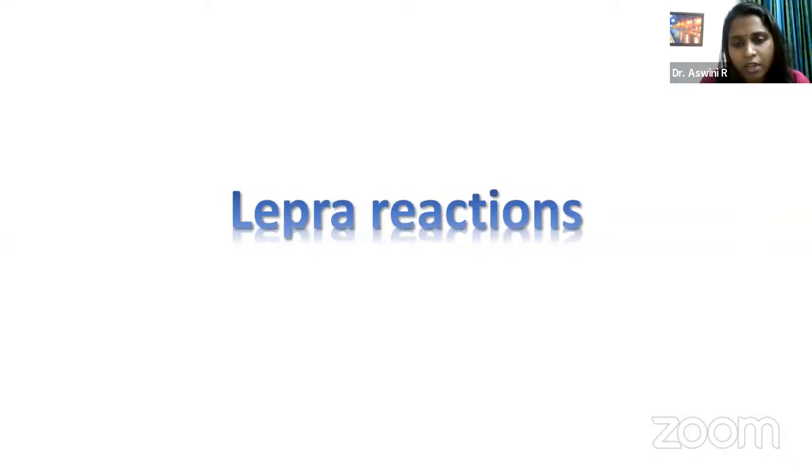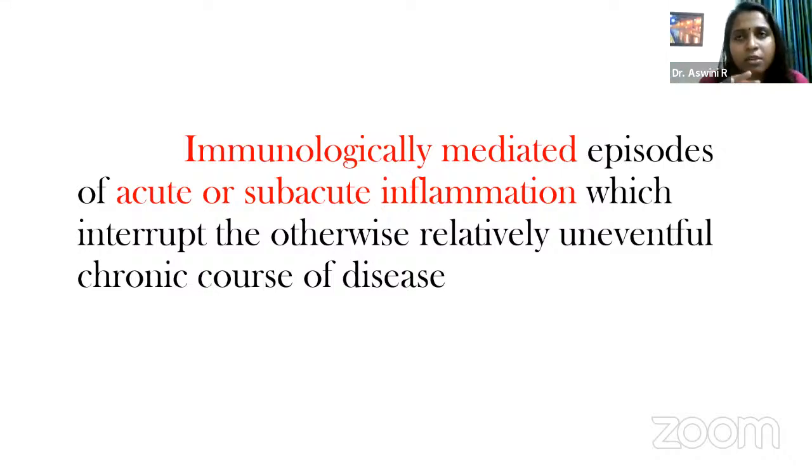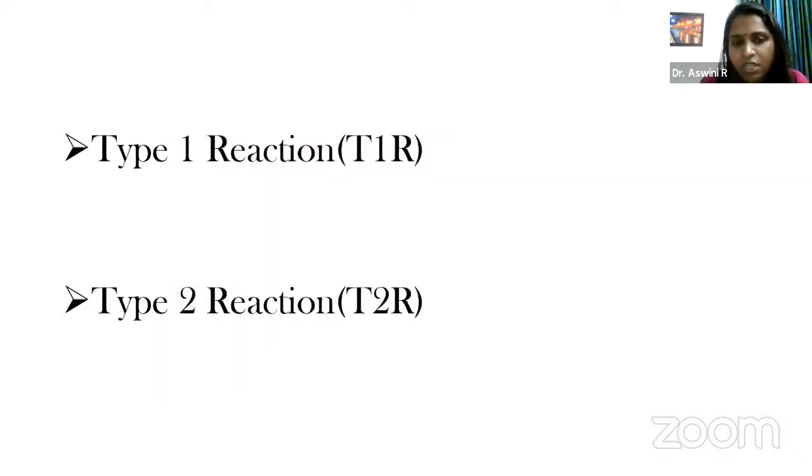Lepra reactions means normally it is a very uneven full course for leprosy. But sometimes in between there can be some immunologically mediated episodes, either an acute episode of inflammation or a subacute episode, which can happen during the uneven full course of leprosy. That is called Lepra reaction. It can happen in two ways, type 1 Lepra reaction or type 2 Lepra reaction.